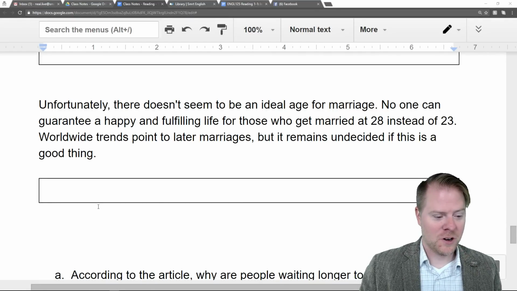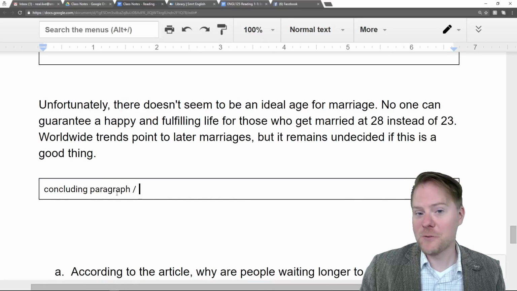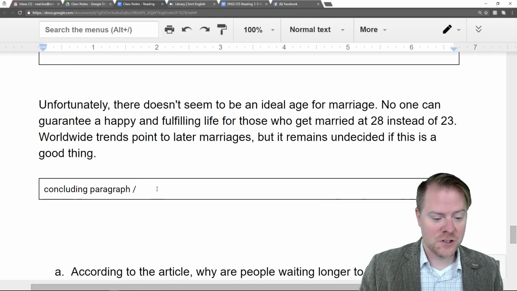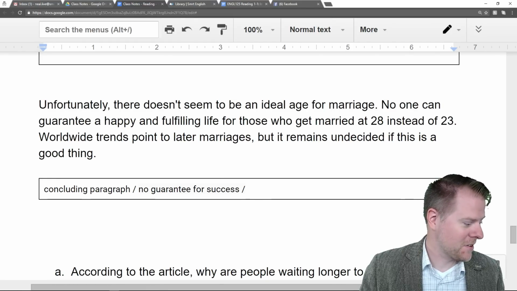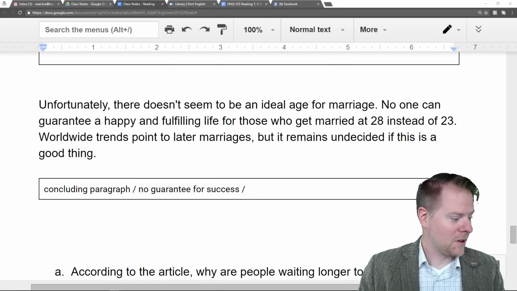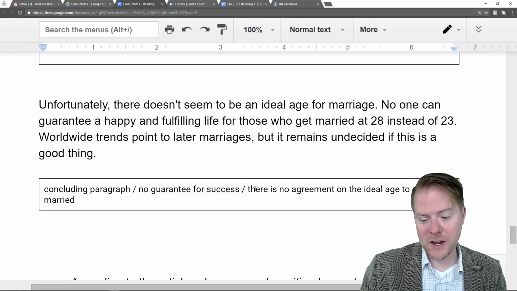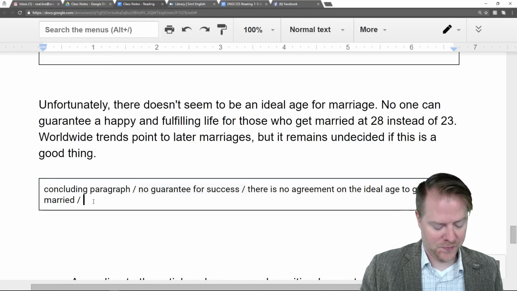Rosa, you, of course, correctly identified this as the concluding paragraph, which often acts as a summary itself. Zara, I like this one. There's no guarantee for success in marriage. There's no guarantee. Yeah, there's no agreement. People are just going to have to agree to disagree when it comes to the best time to get married.